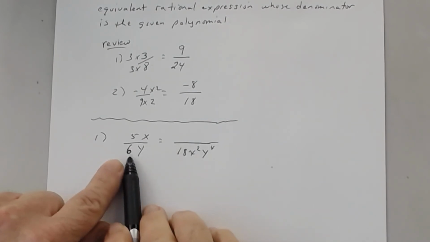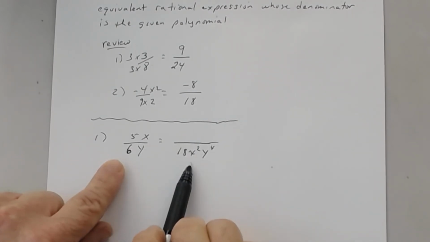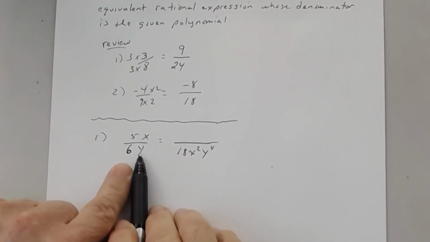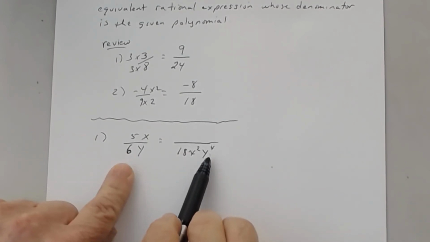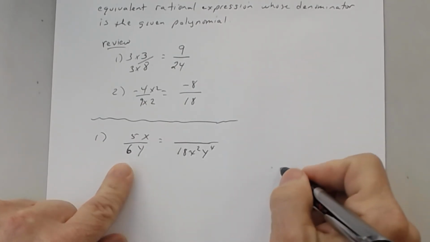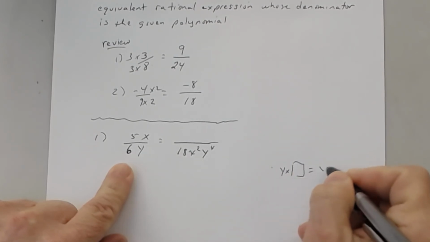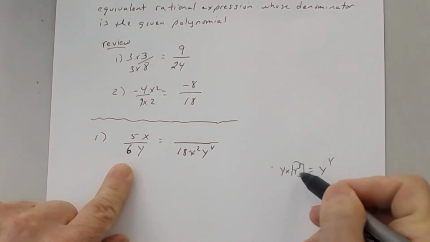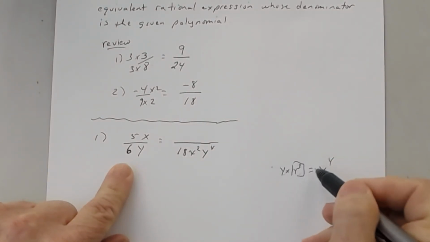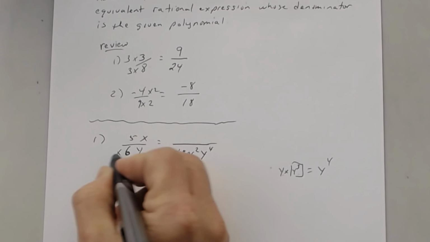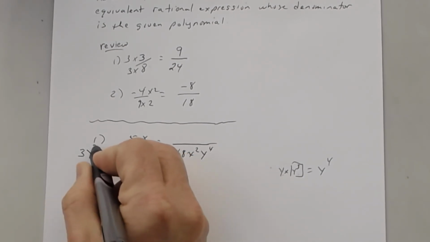So 6 times what is 18? 3. So I know I've got to multiply this denominator by 3. Okay? Now let's look at this y. I have a y here, but I want to end up with y to what power? 4th. So y times what will give me y to the 4th? Y to the 3rd. Because remember, you multiply like bases, you do what with those exponents? You add them. So I know that I've got to multiply this denominator by 3y to the 3rd, right?